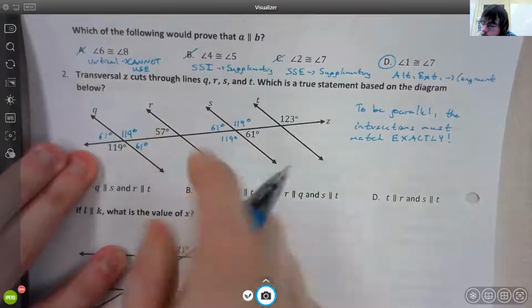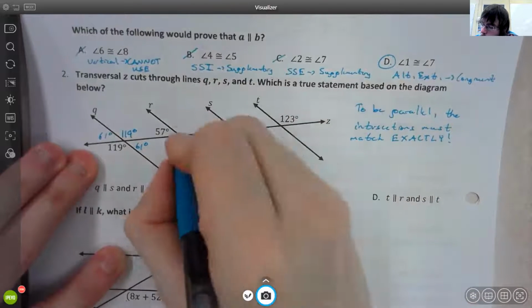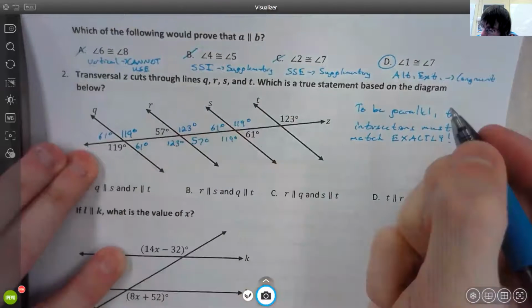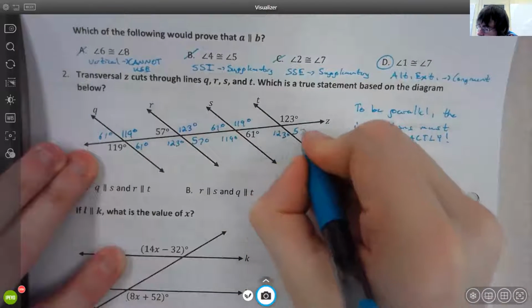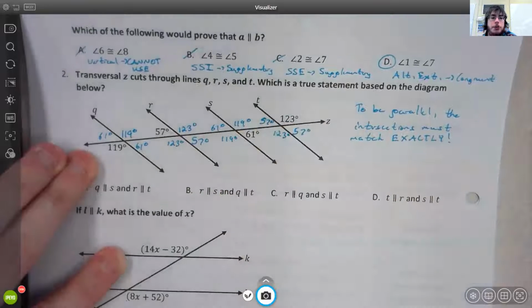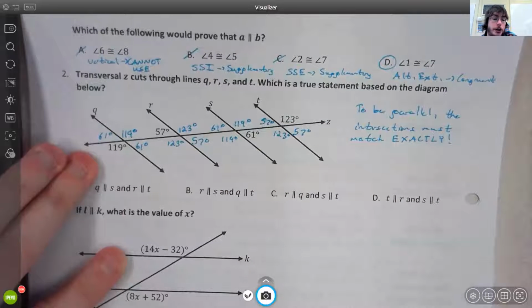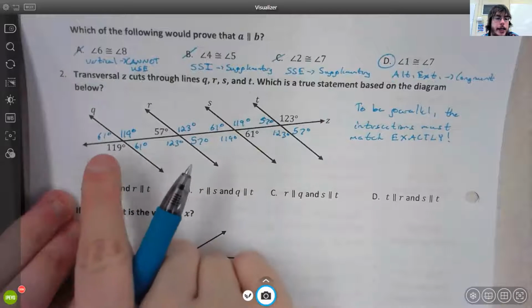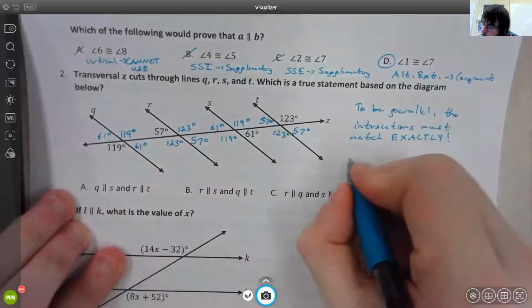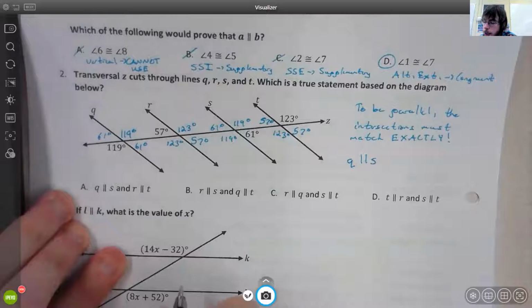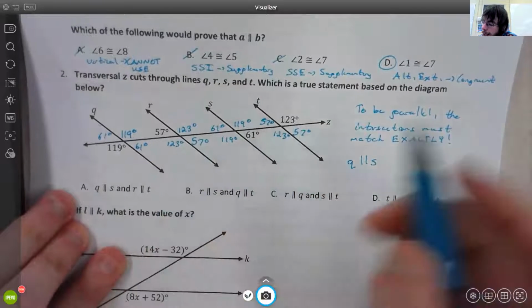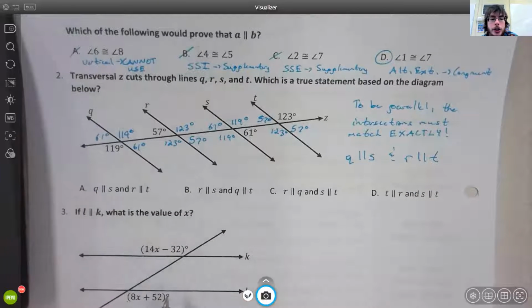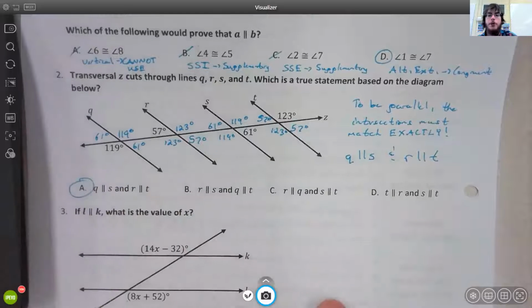So 57, this is 57 as well because they're vertical. 180 minus 57 gives us 123. And then we see the same thing happen for T. So which intersections match exactly? Well, we have two pairs that match exactly, as is evident in our answer choices here. So we can see that Q and S match up exactly. So Q is parallel to S. But we can also see that R matches up with T exactly. So R is also parallel to T. And if you look at your answer choices, you'll see that A is the one that lists both of those possibilities.